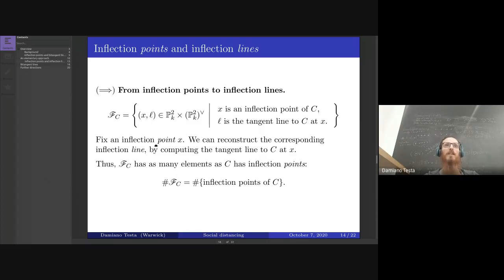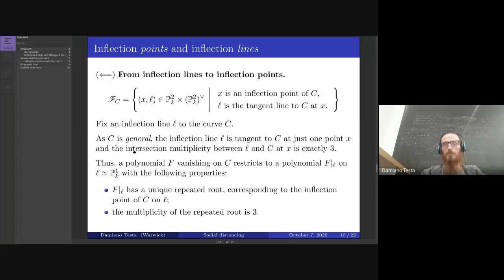So I really have that the scheme FC has as degree the number of inflection points of my curve C. The projection onto the first coordinate is an isomorphism onto its image. Very well. So this is how inflection points look like. So let's see what happens to inflection lines. Of course, now we're going to all expect something different.